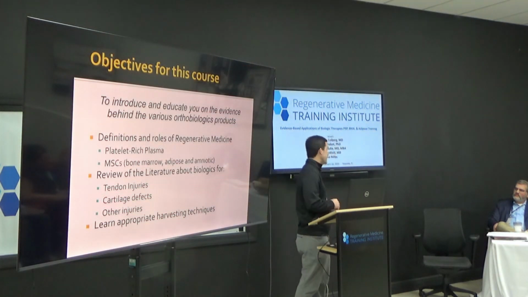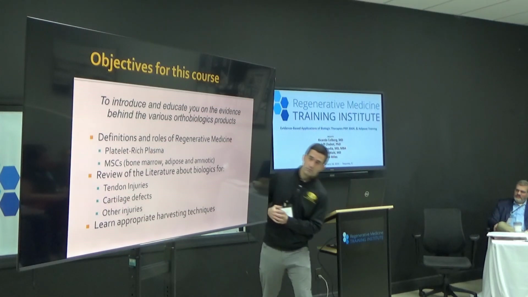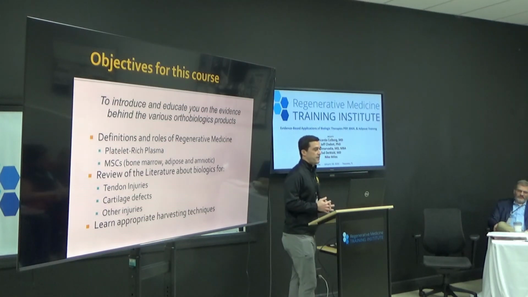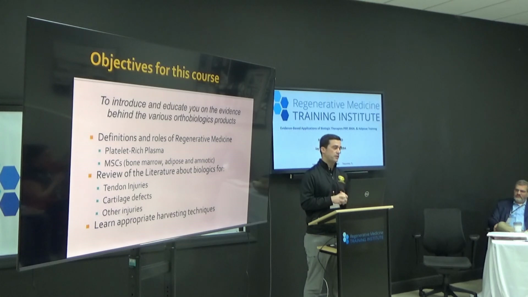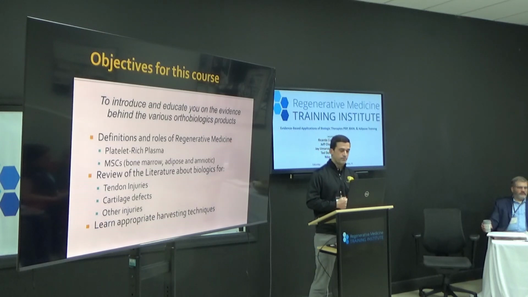So we're going to be defining the various orthobiologic products. In this course in particular, we're going to be focusing on autologous products. That means products that are harvested from the patient's own body. And so we're not going to be covering allograft products like placenta-derived or anything like that. So we're going to be focusing on PRP, bone marrow, and adipose. We're going to review the literature behind it, and then we're also going to go over the different techniques that you can obtain these products.